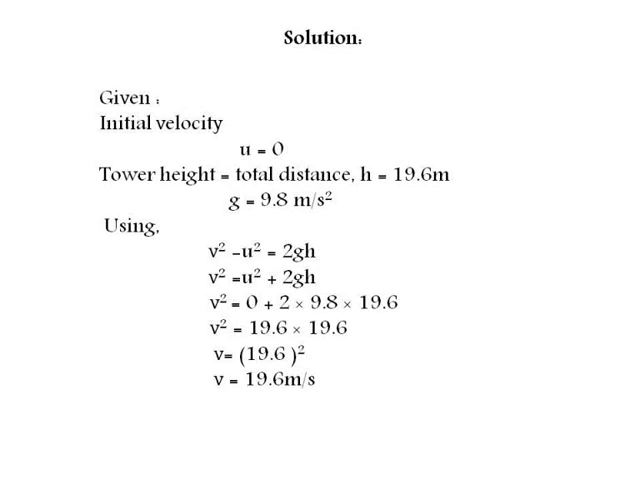So according to the question, calculate the final velocity. So we will use the equation v square minus u square equal to twice gh. Now substituting the value of initial velocity, acceleration due to gravity and the height, we will get the value of the final velocity, and it is 19.8 meter per second.